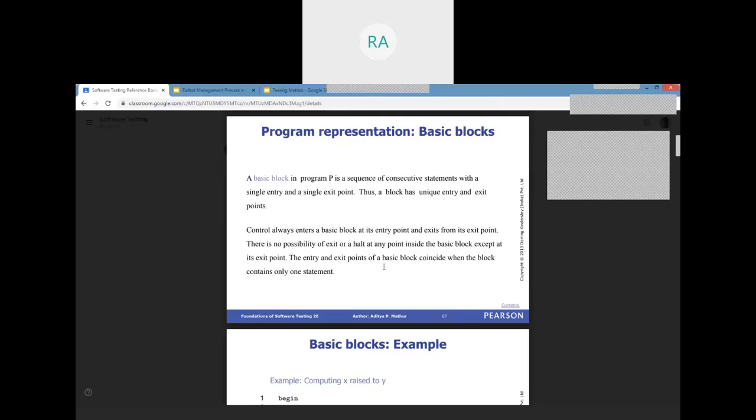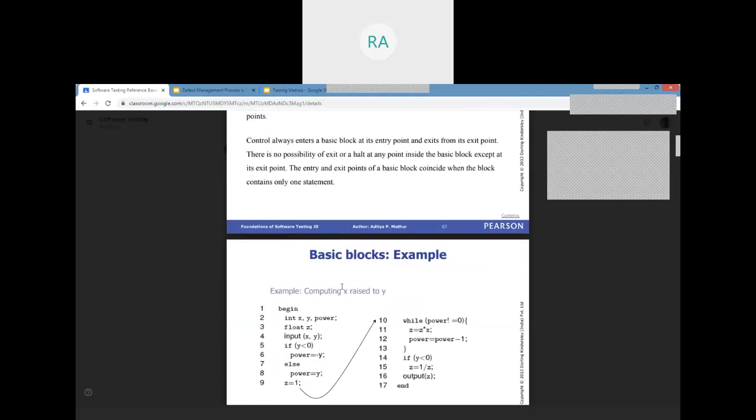There is no possibility of exit at any point inside the basic block. It has to come to the dedicated exit point only. And the entry and exit points of a basic block coincide whenever a block contains only one statement. Suppose your code has one printf statement, then both entry and exit point are going to be the same. We will look into one simple example of how they have drawn the control flow graph.